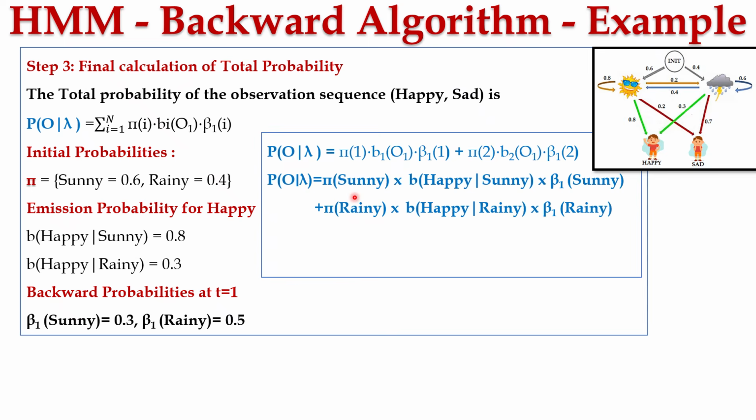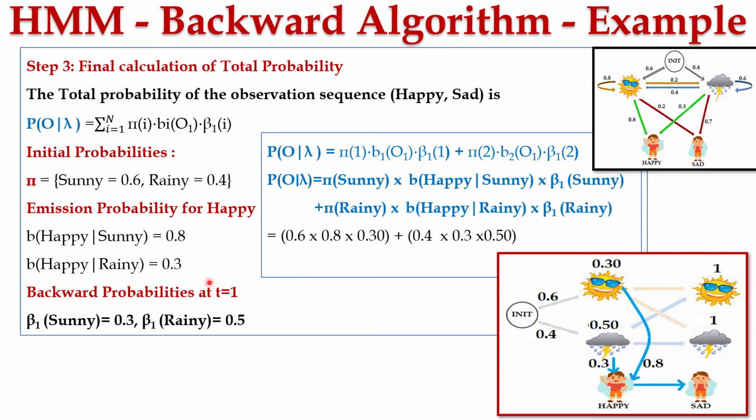So now we can substitute the values. We know that pi of sunny, the value is 0.6. Then B of happy given sunny, the value is 0.8. Beta 1 of sunny, the value is 0.3. Pi of rainy, the value is 0.4. B of happy given rainy, the value is 0.3. For beta 1 of rainy, the value is 0.5. So by substituting these values, we get the final value as 0.204.